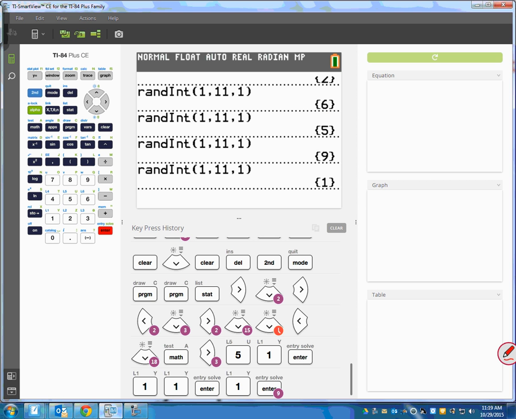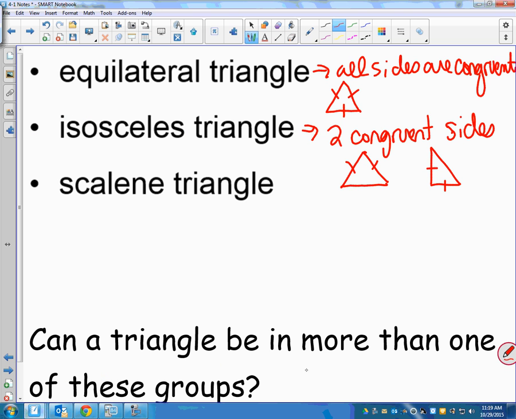Isosceles is a hard word to spell as well. I remember in 3rd grade, the teacher made up a song to help us remember how to spell isosceles. Last one, scalene. None of the sides are the same. No congruent sides.